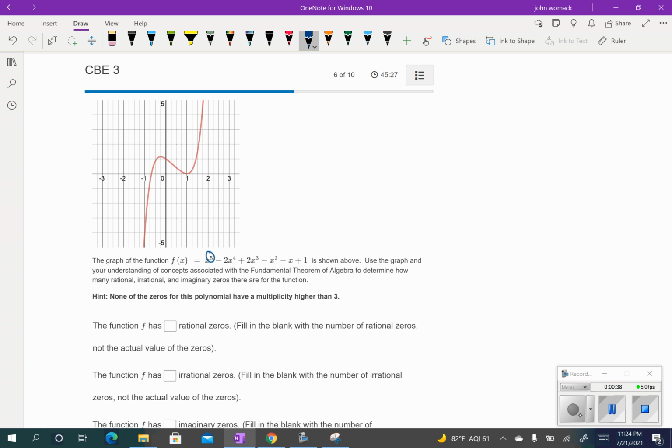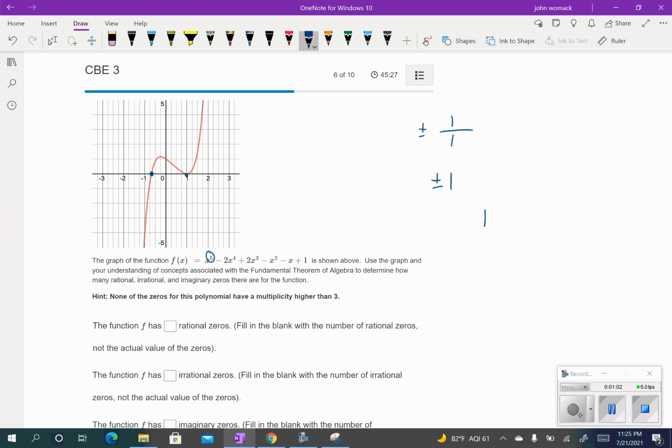Well, to determine that, I'm going to make my list. My last number is 1, so plus or minus 1 over my first number, which is 1. That means I only have 2 possible rational zeros, 1 and negative 1. Take a look at the graph. That is not negative 1, but that one is positive 1. So 1 is my rational zero.